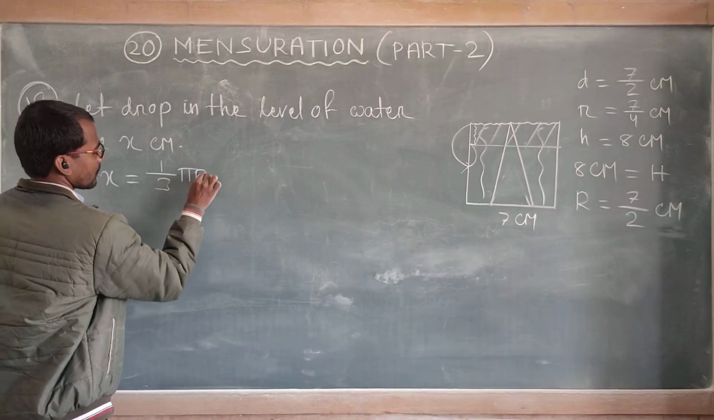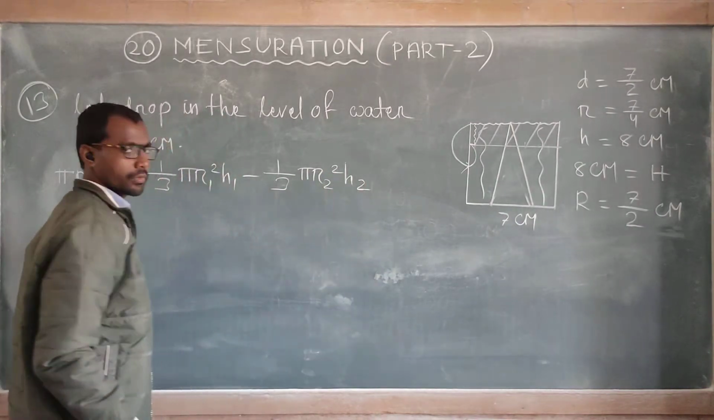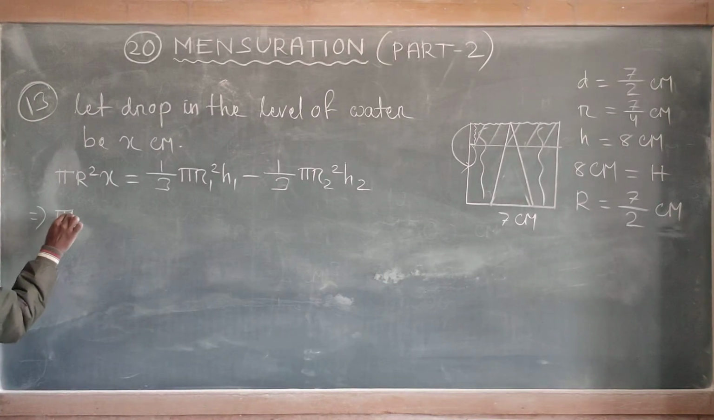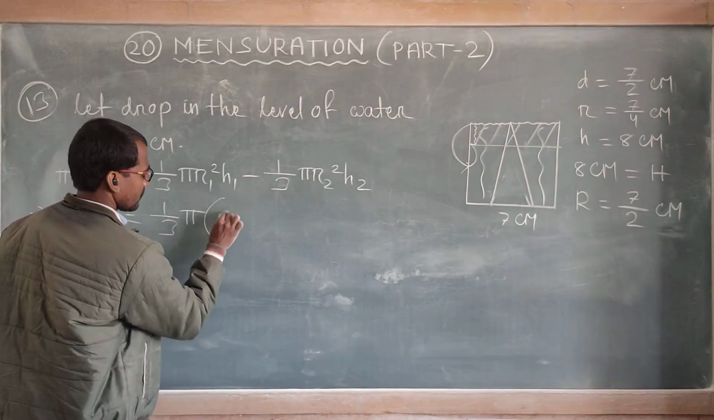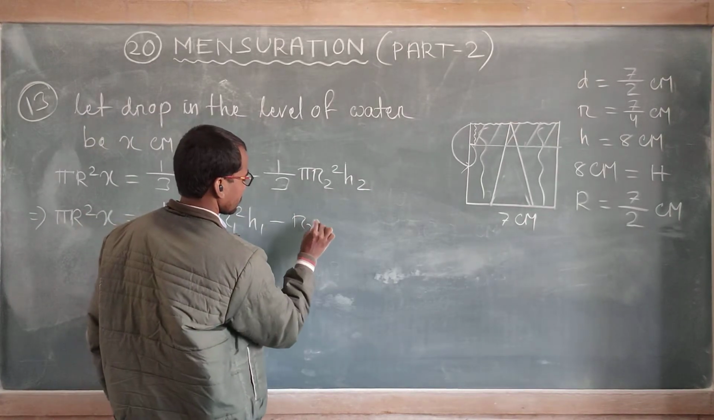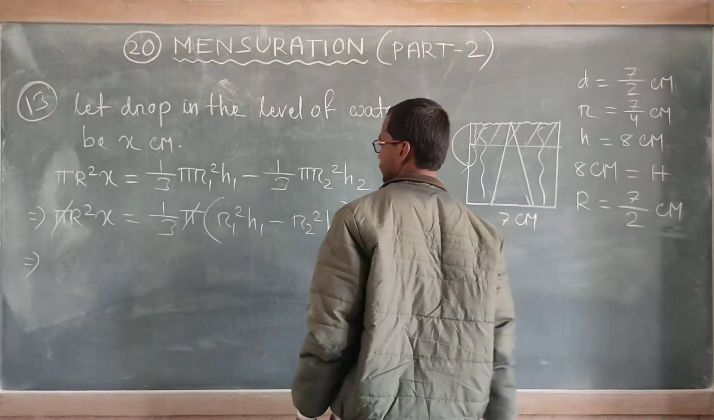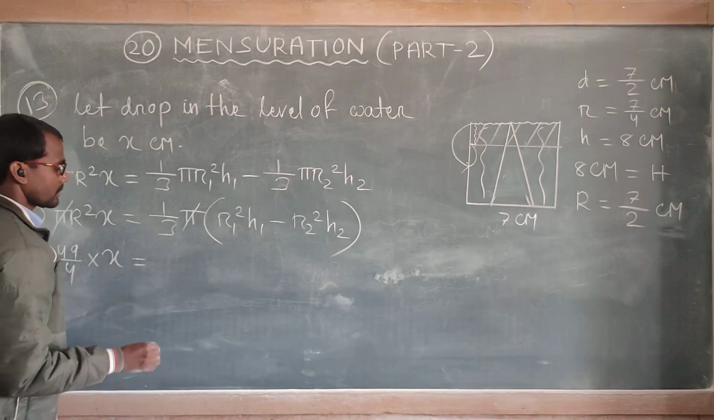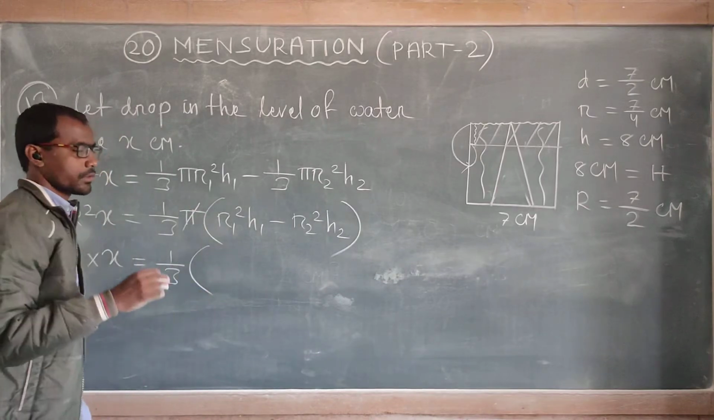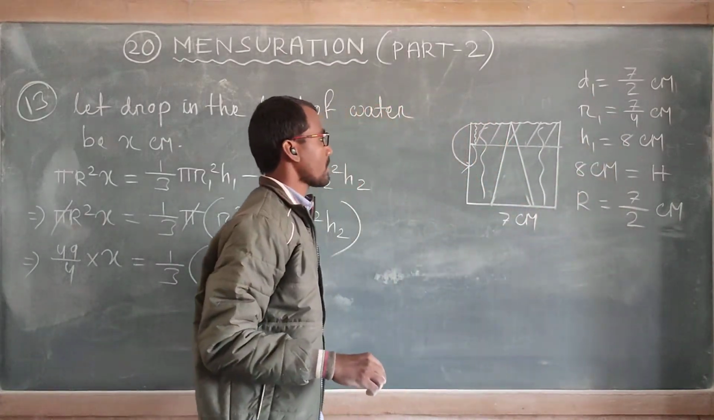So 1 by 3 pi r1 square h1 minus 1 by 3 pi r2 square h2. Okay, pi R square x, our target is x. 1 by 3 pi common, r1 square h1 minus r2 square h2. So pi can be cancelled, then put the values. What is capital R? Capital R is 7 by 2. 7 by 2 whole square is 49 by 4, into x, equals 1 by 3, now r1, means the original, the first cone. R1 is 7 by 4.